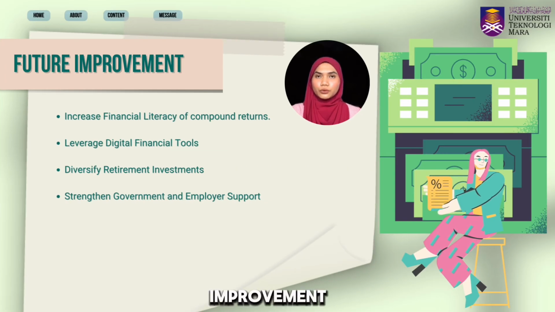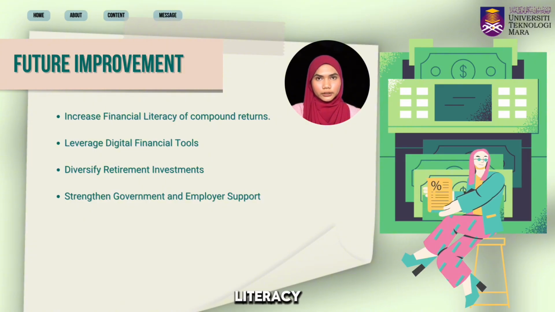First is future improvement. The first one is increased financial literacy of compound returns. The government should enhance financial literacy programs by organizing more retirement planning campaigns, workshops, and educational initiatives to increase public awareness about the importance of early retirement planning.